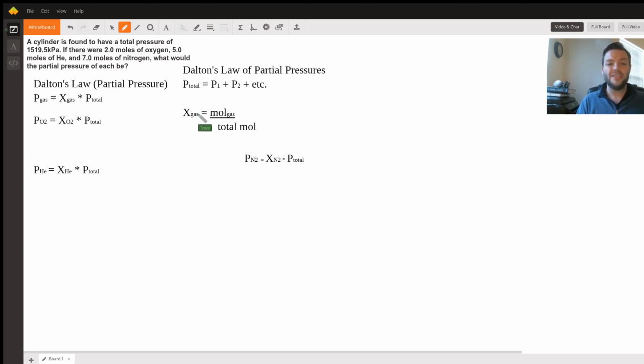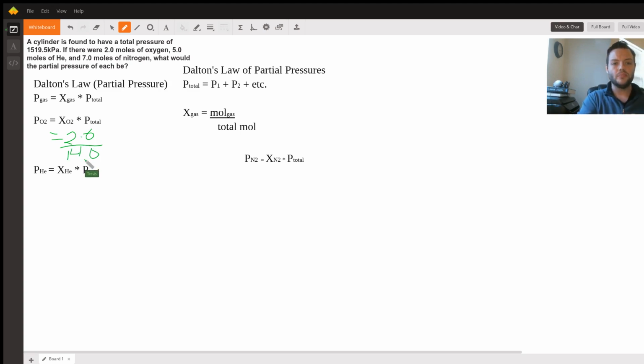A mole fraction is exactly what it sounds like. It's a fraction of the moles of the gas divided by the total number of moles. That gives us a decimal, which we can then apply to the total pressure. That'll give us the partial pressures of each of the individual gases. So for oxygen, looking at it, there's a grand total of 2 moles of oxygen. And when we look at all of the moles together, 2 plus 5 plus 7 gives us 14 moles of the gas.